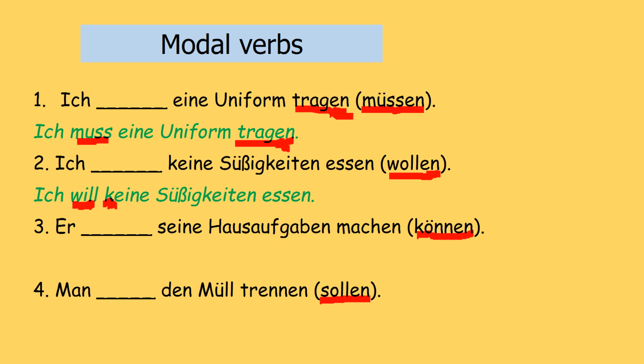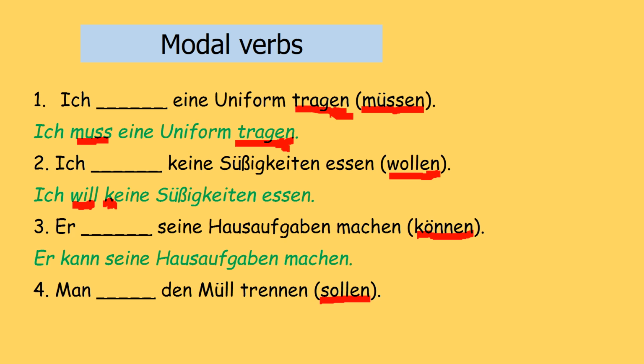Then number 3, which turns into kann seine Hausaufgaben machen. He can or he is able to do his homework. So können has gone into can. It looks a lot more recognizable to us because it looks like can, but you need to be able to recognize that können is the infinitive.